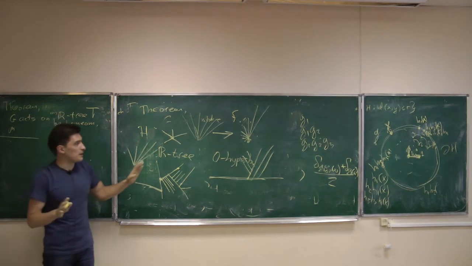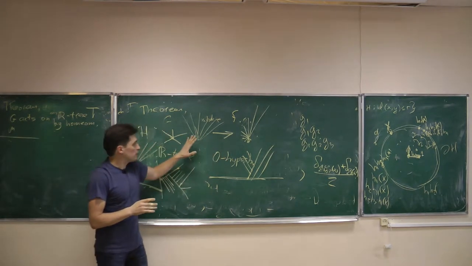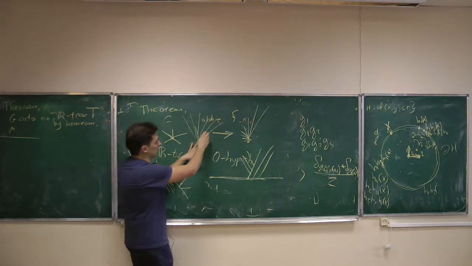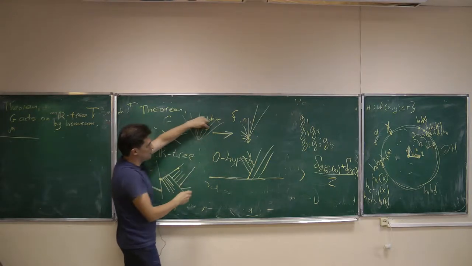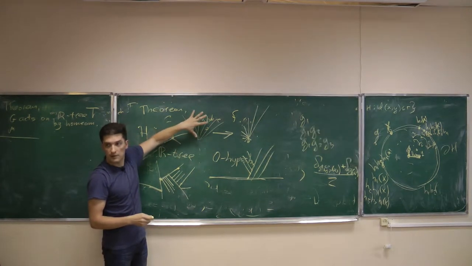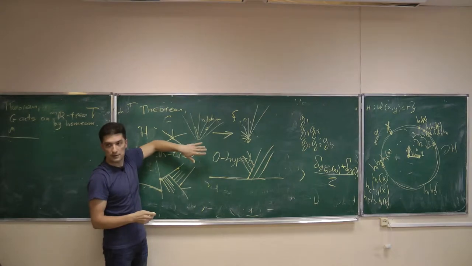I will explain the procedure another way. Suppose you have some R tree. You know that for each point, if you take it out, the components of the space will be open.